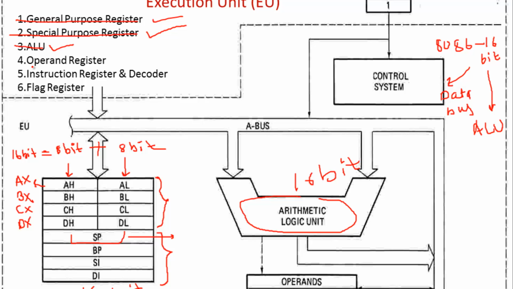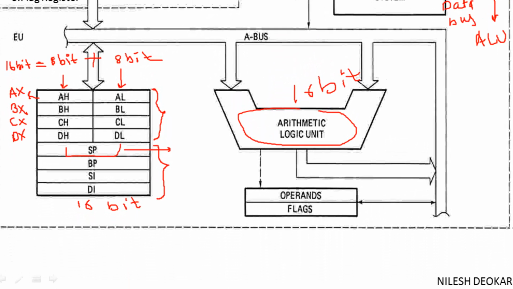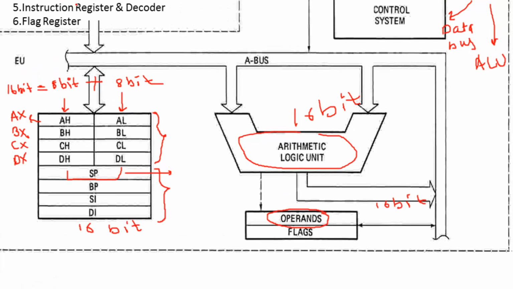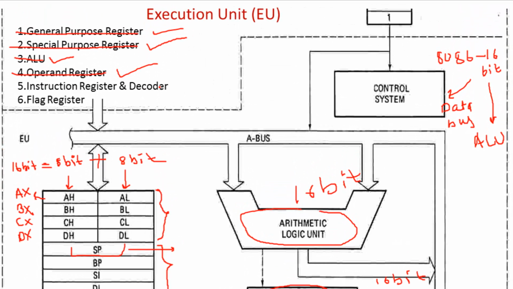ALU is over. Now next is the operand register. The operand register is a 16-bit register used by the control unit to hold the operands temporarily. In 16-bit operations, operands need to be held temporarily, so that work is done by the operand register, and this operand register is not available to the programmer. That is, normally we can't use it. So the operand register is over.